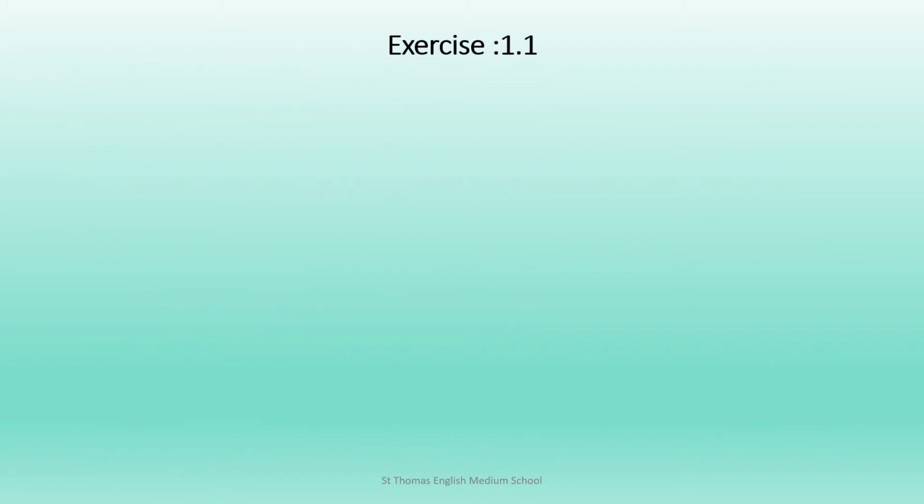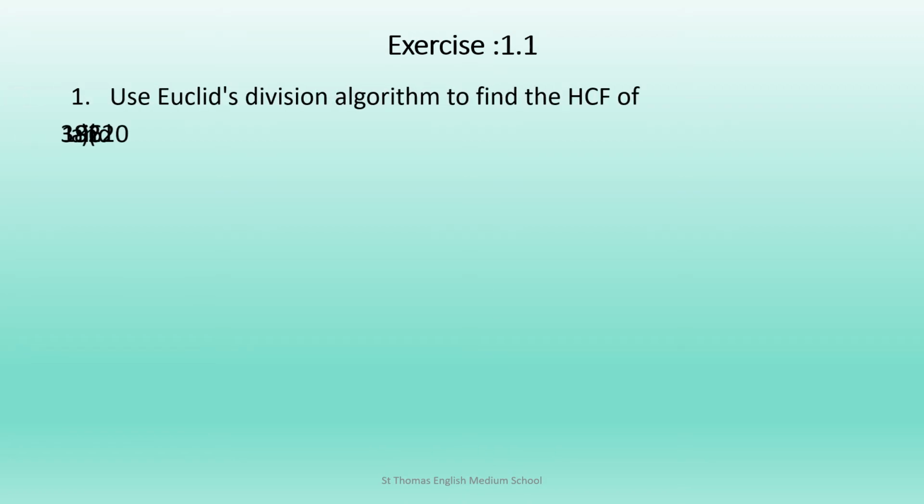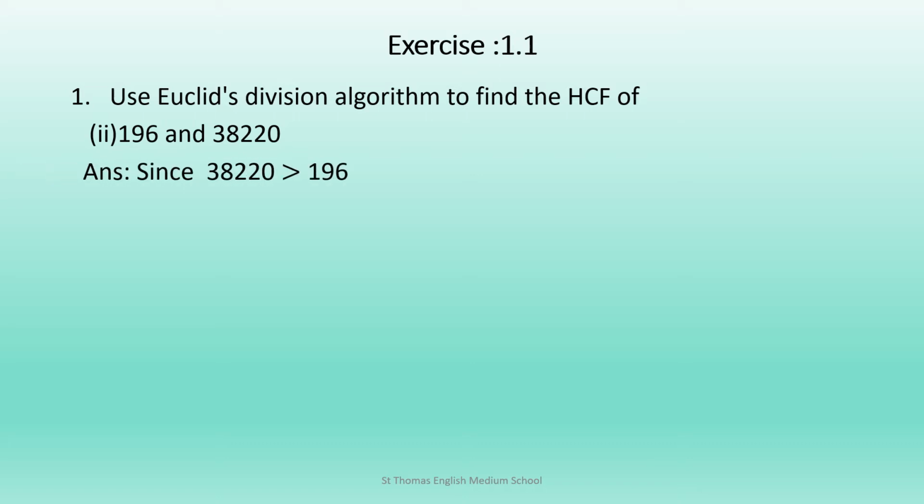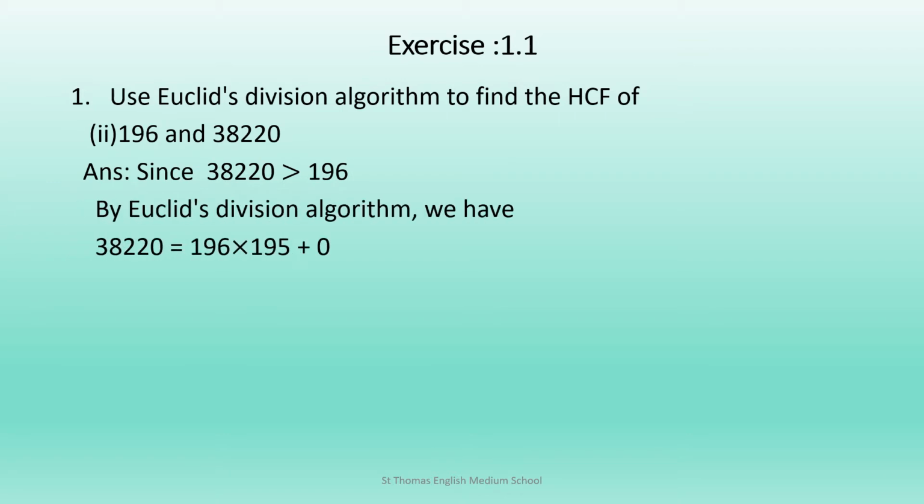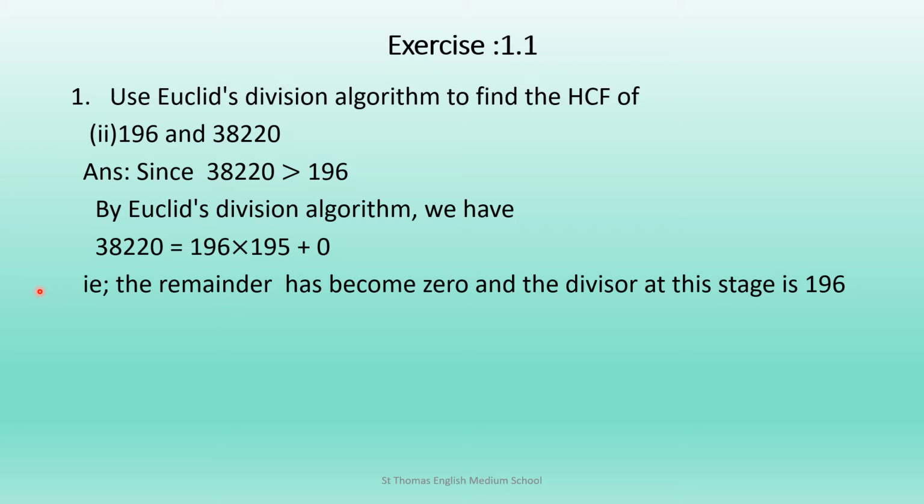Moving to exercise 1.1, question number 1, use Euclid's division algorithm to find the HCF of, in that question number 2, that is 196 and 38220. Now, two positive numbers are given, in that 38220 is the greatest number. So, you take that number as the dividend and 196 as the divisor. Then, by Euclid's division algorithm, 38220 equal to 196 multiplied by 195 plus 0. That is, you are getting the remainder as 0. Therefore, the division you can stop here. The remainder becomes 0. Therefore, the divisor at this stage is 196, and 196 is the HCF of 196 and 38220.